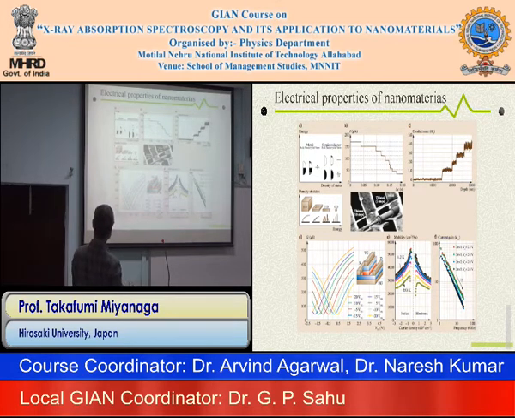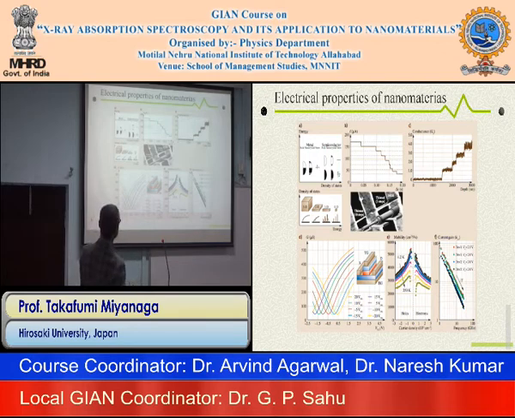For three dimensions, the density of states increases like that. For two-dimensional systems, it's a stepwise function. For one-dimensional systems, there are some discrete values; the energy is quantized. Of course, for zero-dimensional systems, a molecule or some confinement state, there are completely discrete energy values. In nanomaterials, it's complicated by the mix of these states.